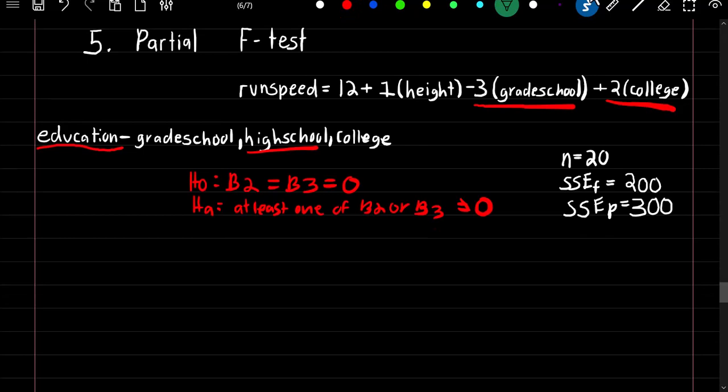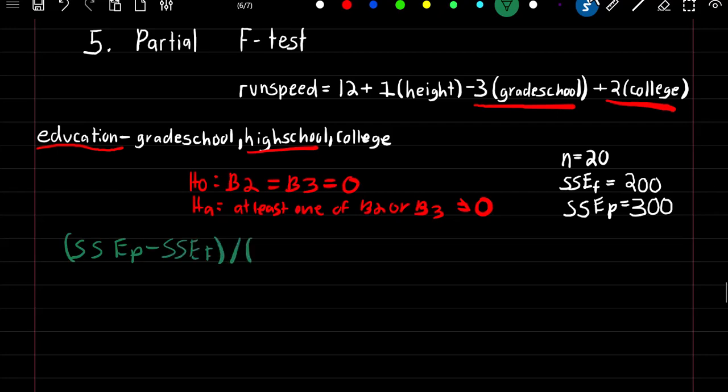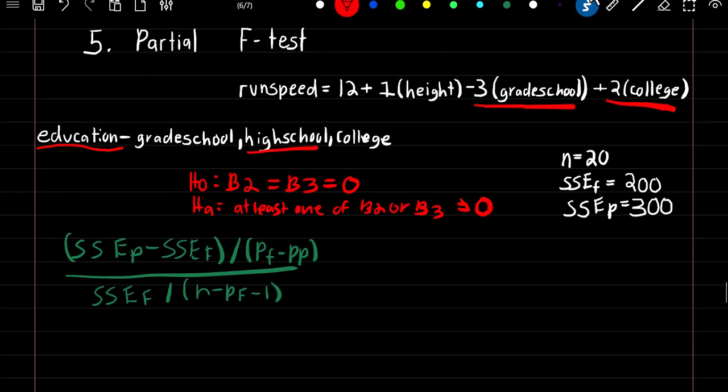So the formula we're going to use to do this is going to be the sum of squared errors of our partial model minus the sum of squared errors of our full model, divided by the number of predictors of our full model minus the number of predictors of our partial model, all over the sum of squared errors of our full model over n minus the number of predictors of our full model minus 1. So our partial model is just going to be the model without the predictors that we're trying to test for. So our partial is going to be run speed is equal to 12 plus 1 times our height. And then our full model is just with all the predictors.